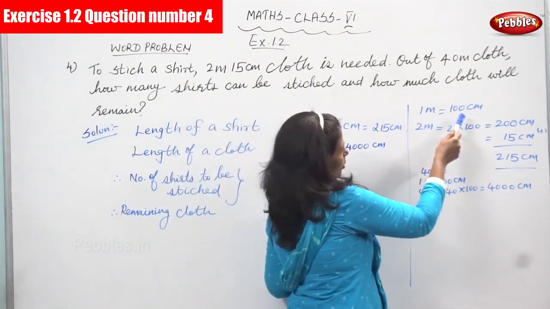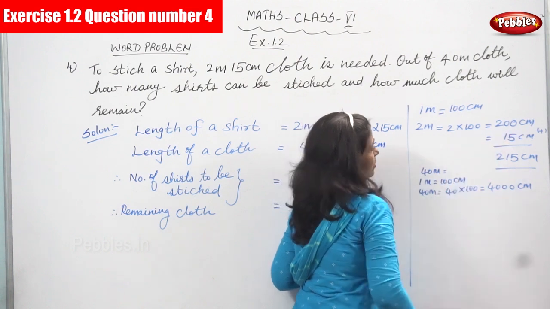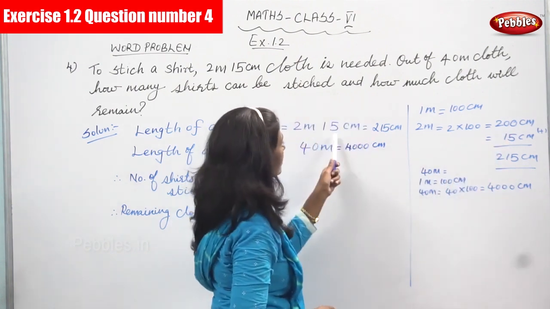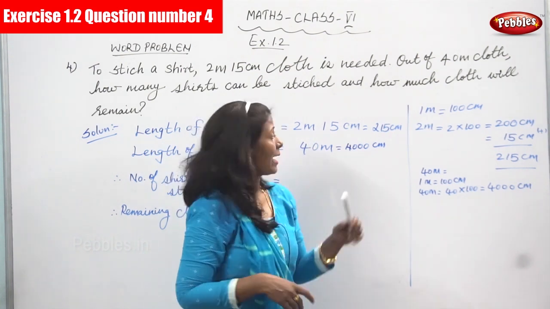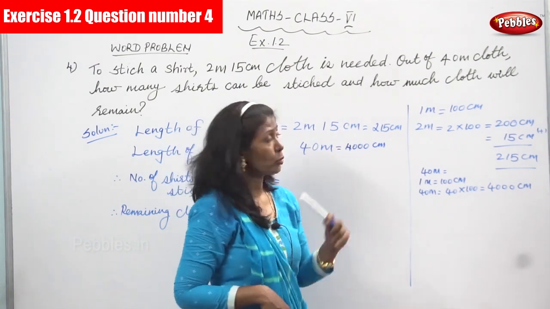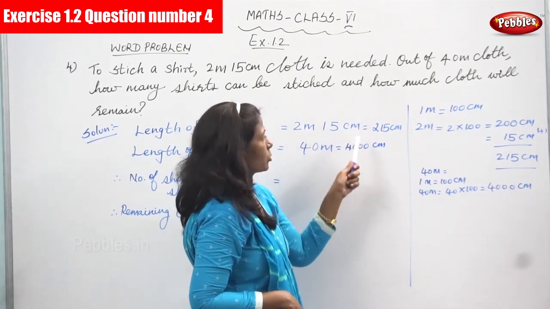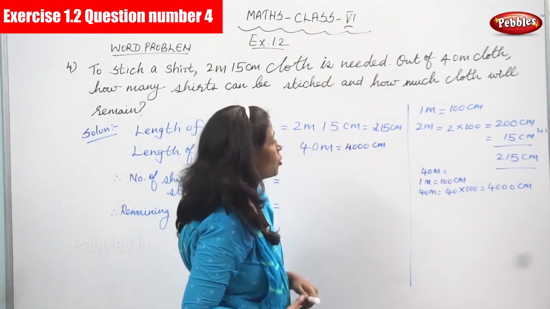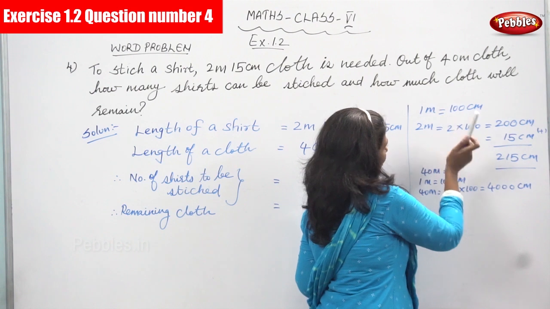So 1 meter is equal to 100 centimeter. So 2 meter is equal to 2 into 100, you get 200 centimeter. Meter is a bigger unit and centimeter is a smaller unit. So you have to convert meter into centimeter, bigger unit to smaller unit, and bigger to smaller means you have to multiply.